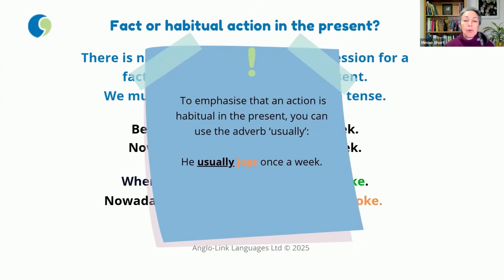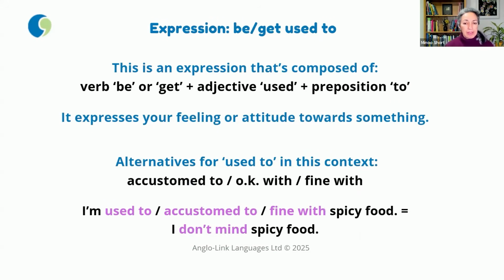Right, now we can look at this other expression. It's not a modal verb or a semi-modal verb, it's an expression, be or get used to. This expression is composed of three parts: the verb be or get, an adjective used, and a preposition to, right? And what this does, it expresses your feeling or attitude towards something. It's got nothing to do with a fact in the past.